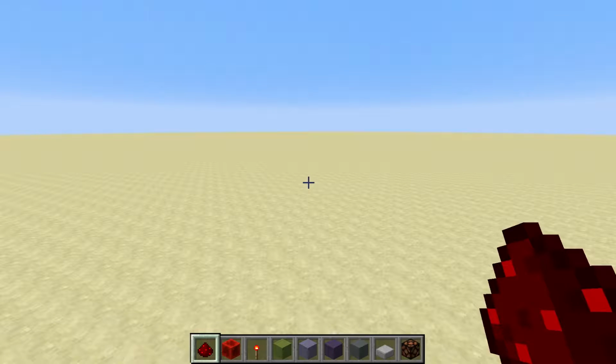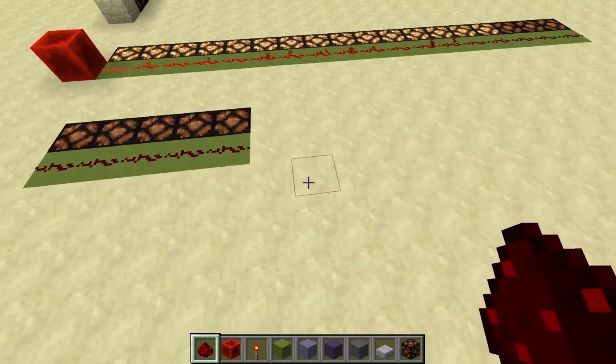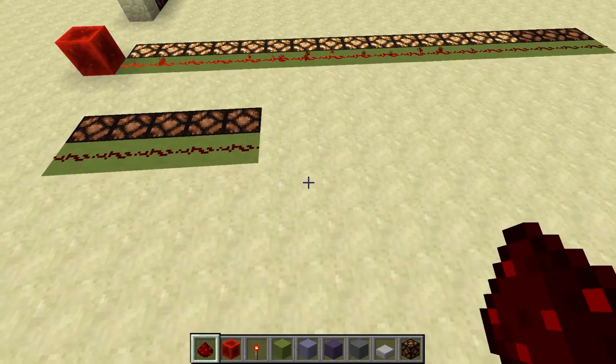Welcome to Why It Works 101, a special episode of Why It Works dedicated specifically to the very fundamental basic concepts required to be able to understand most of why contraptions work. And today we are going to be covering Redstone.